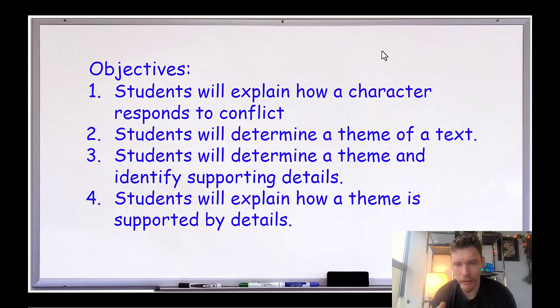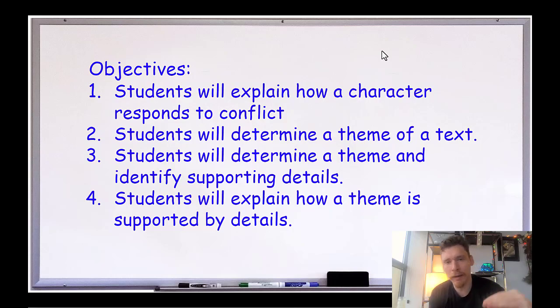All right, so now we have our objectives for the first part of our unit on theme and central idea. So here's our objectives. Students will explain how a character responds to conflict. Students will determine a theme of a text. Students will determine a theme and identify supporting details. And students will explain how a theme is supported by details.